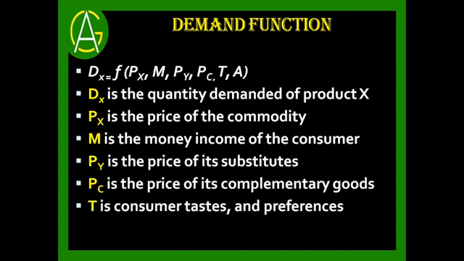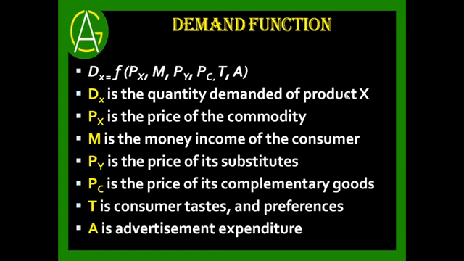Then comes taste and preference. The taste and preference will also affect the demand for the product. And A stands for advertisement expenditure. When advertisement expenditure increases, it will increase the demand, and when advertisement expenditure decreases, it will reduce the demand for X. So all these factors affect the demand. So demand is a function of price, money income, price of substitute goods, price of complementary goods, taste and preference, and advertisement expenditure. These all have a functional relationship with the demand.